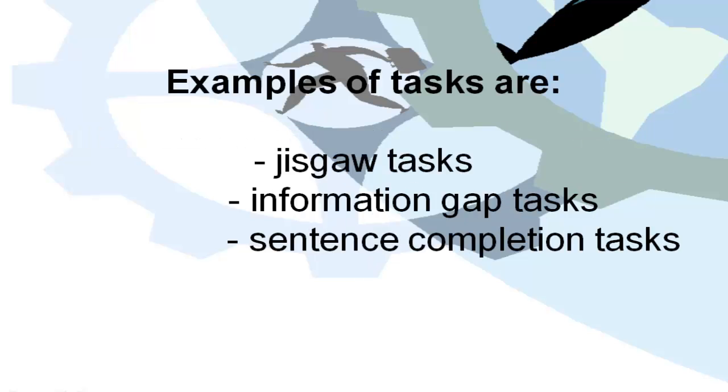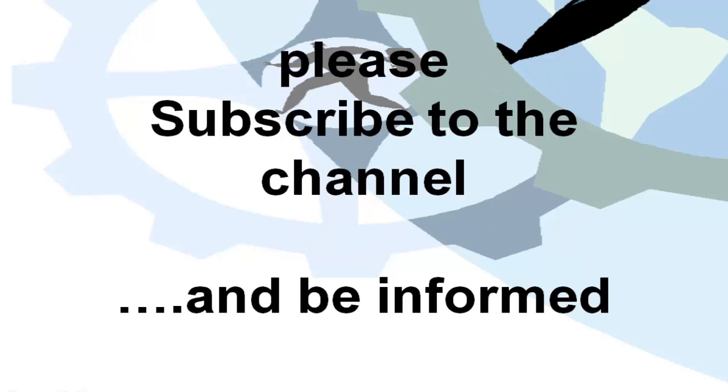Examples of tasks are: jigsaw tasks, which are activities in which learners combine different pieces of information to form a whole. Information gap tasks, in which learners have to fill in the gap with a word or a phrase. Sentence completion tasks, in which students have to complete sentences or paraphrase sentences, for example reported speech or passive voice. So we come to the end of the video.